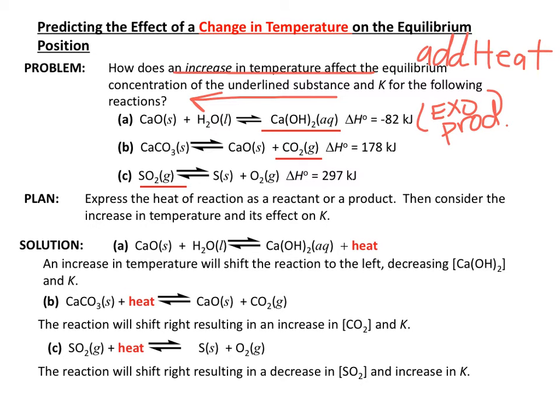Okay, so in the first case, they've written heat as a product. An increase in temperature will shift direction to the left, thereby decreasing calcium hydroxide.